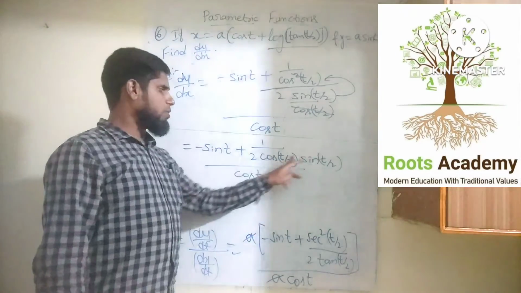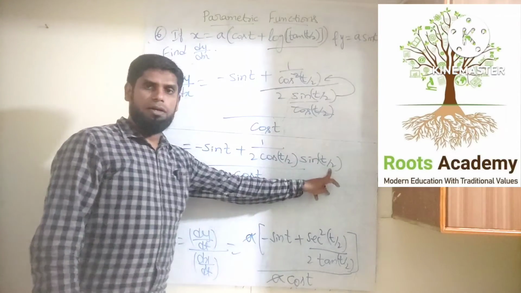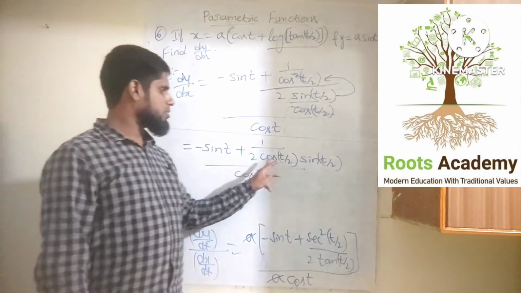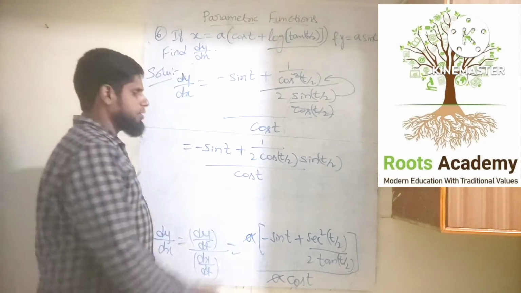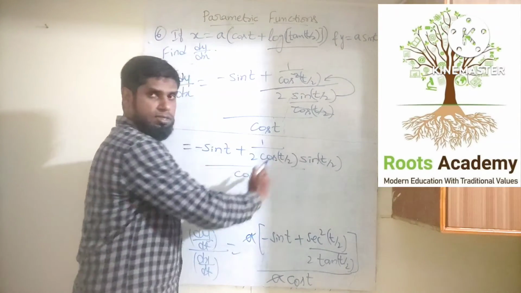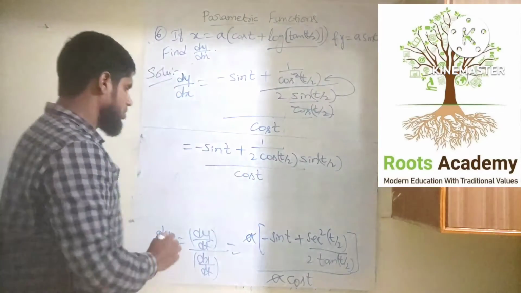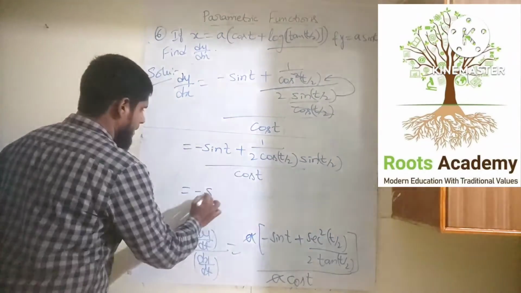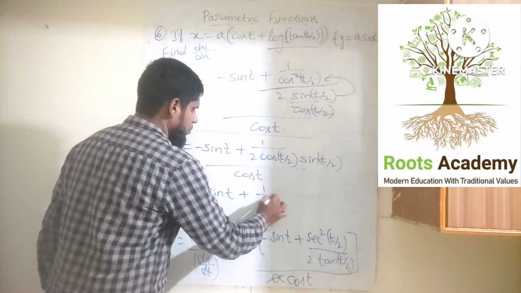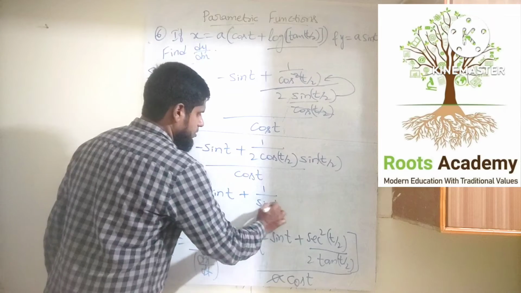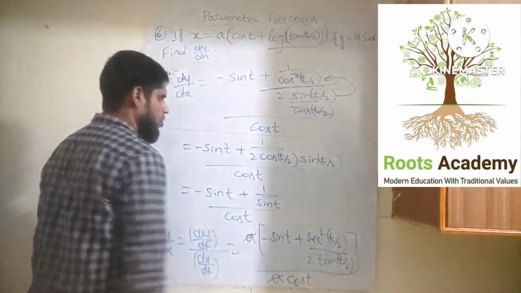Now since I have written it in terms of 2 sin and cos with the same angle, I can easily consider this as the sin t formula. This can be written as sin t, with the half angles like this. So this will be minus sin t plus 1 divided by sin t whole divided by cos t.